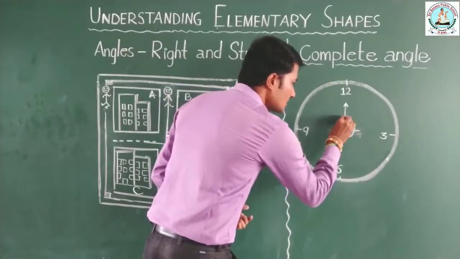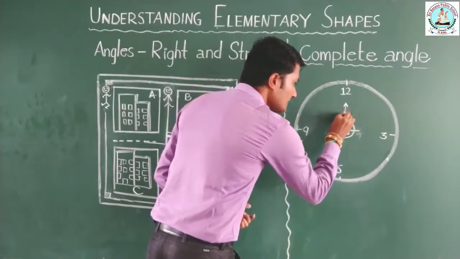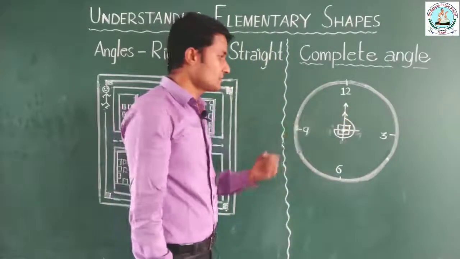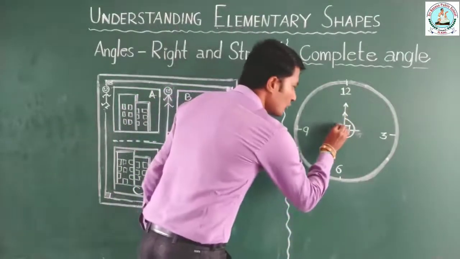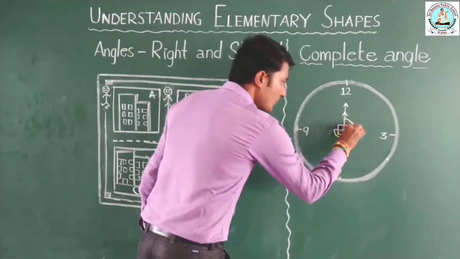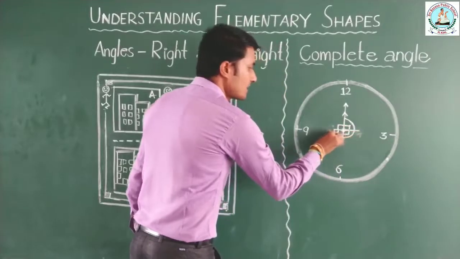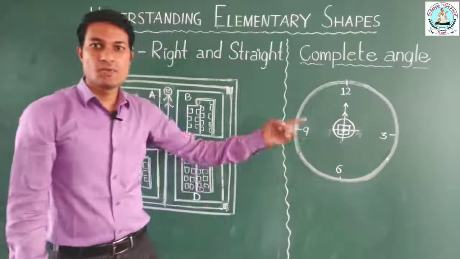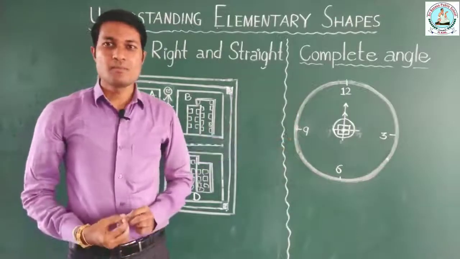Then finally, if you turn another 90 degrees, our hand will reach exactly here, facing towards 12 o'clock. Now you will cover another 90 degrees. You started from this point and you have covered this much angle, and finally you reach your original position, which means you have now made one complete revolution.